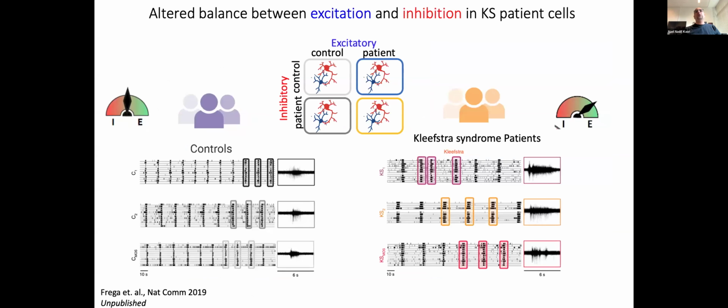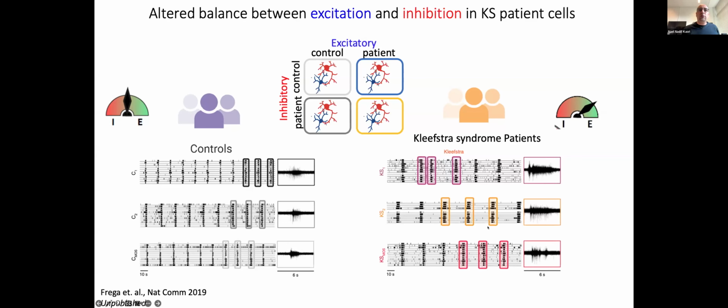Now, what have we found until now with Kleefstra syndrome patients? When we put those lines on microelectrode arrays, very early on already in 2019, we reported that the Kleefstra patient cells communicate differently than the control cells. I'll not go too much into detail about all the parameters, but almost visually you can see the difference between the left, which are healthy controls, and the right, Kleefstra syndrome patients. The communication is very different.